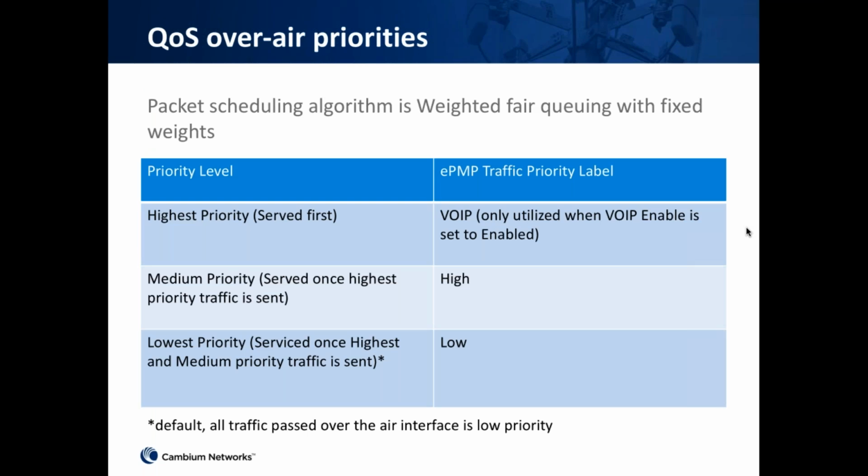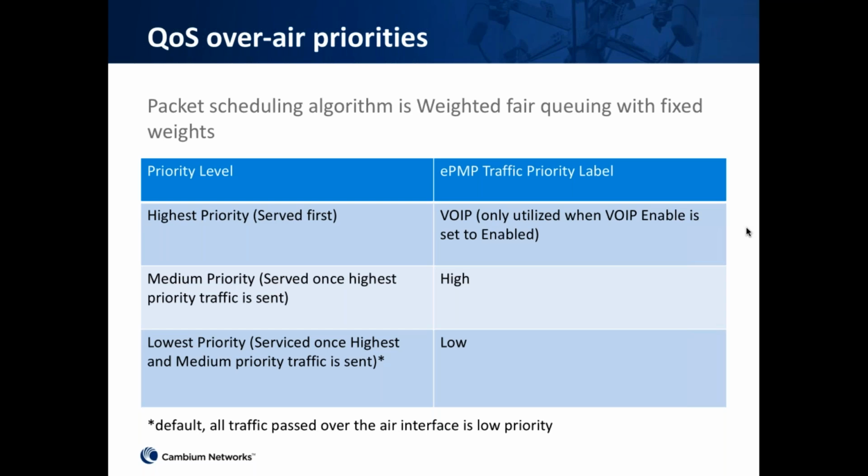Quality of service over-the-air priorities. When we built ePMP, we built it with the idea of triple play, and it applies to all the equipment we make at Cambium. Triple play means voice over IP, IPTV, and data. This is why, for example, in ePMP we have 3 levels of priorities. The highest priority level is voice over IP. The medium priority level, which is called high, is usually used for IPTV or management. And we also have the lowest priority, which is the default level of priority, and all the data, internet surfing, usually goes to the low priority queue.